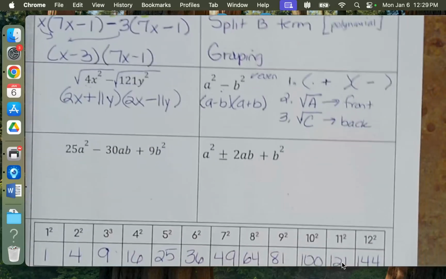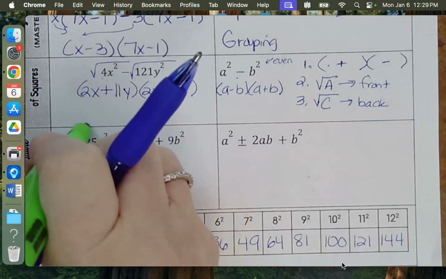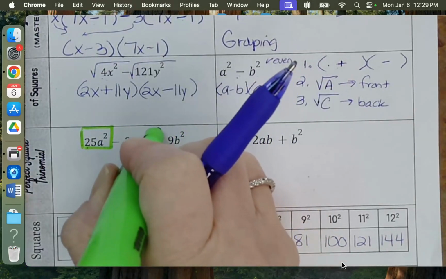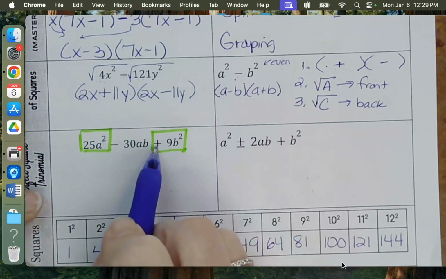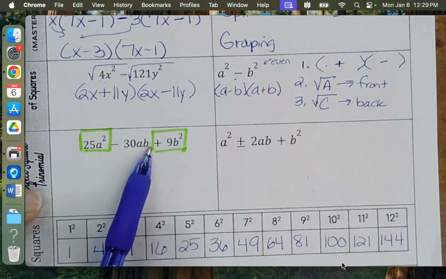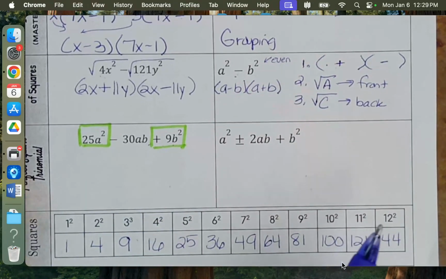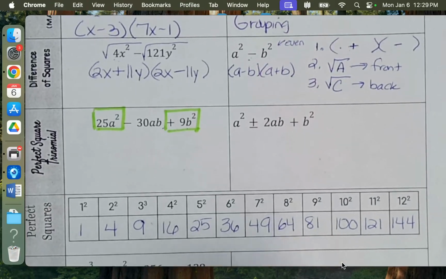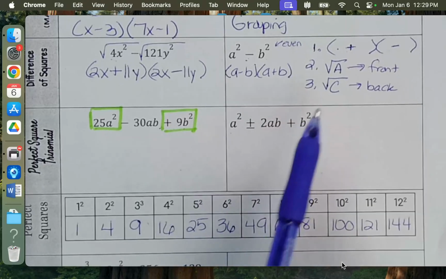So the thing that gives it away is that this is a perfect squared number and an even exponent, and it's also positive, okay? These are always positive. So if that's a negative 9b squared, then it's technically not a perfect square, okay? And so when we look at the generic form, we have a squared term in the front, a squared term in the back, and it's positive.